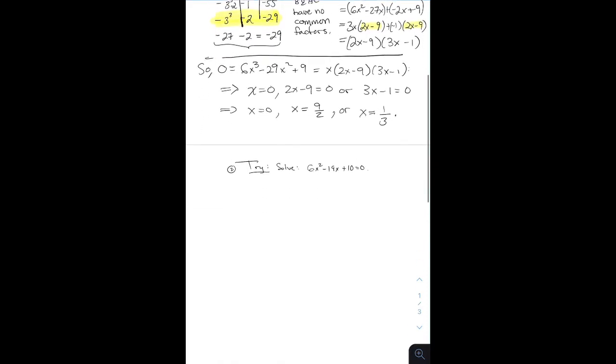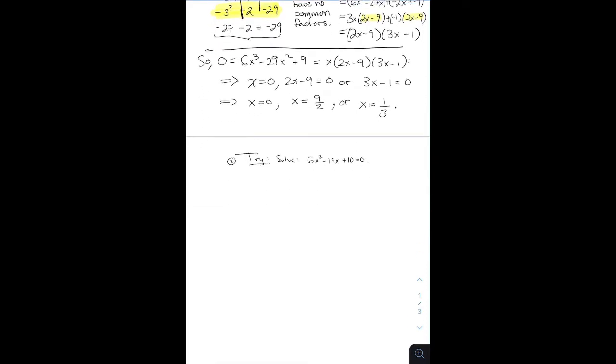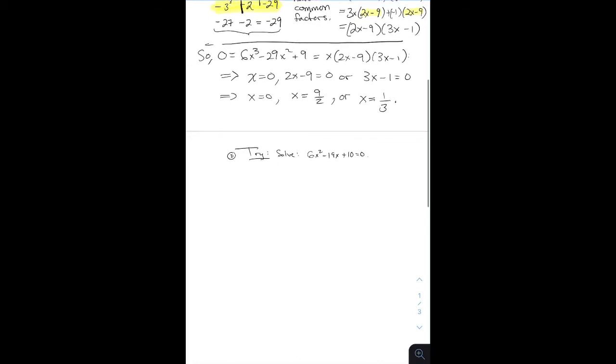Okay, try this problem. The solution's at the bottom of the page. You can find the PDF file on Dropbox. You can always check your answer. You just plug in the solutions.